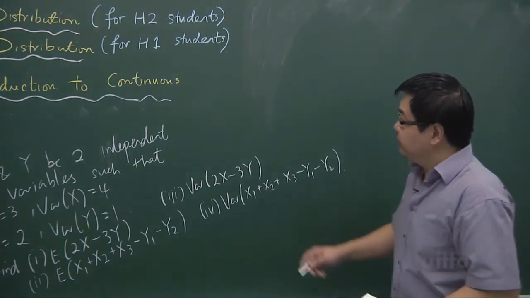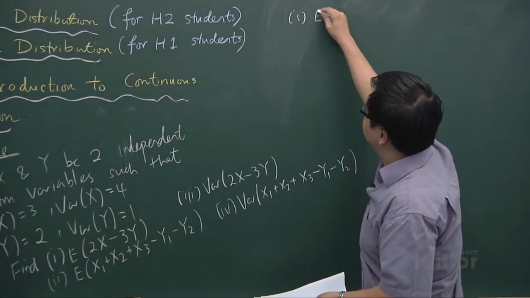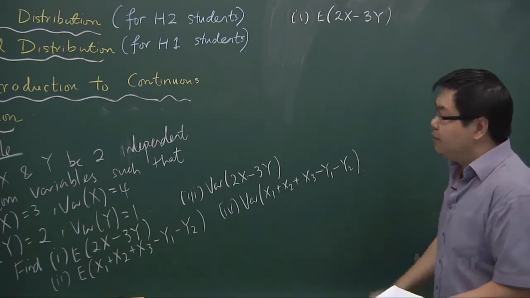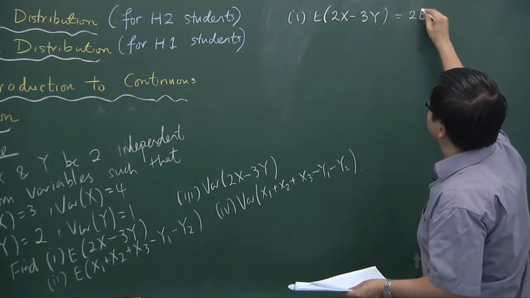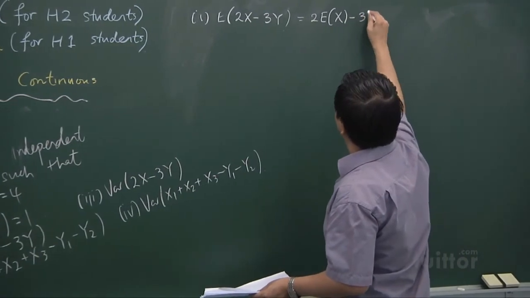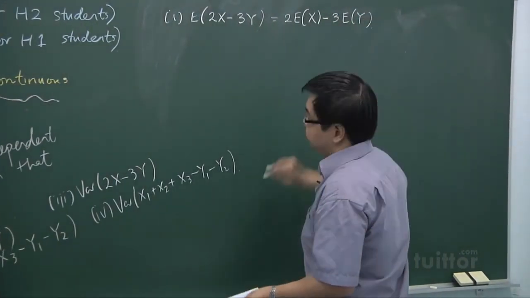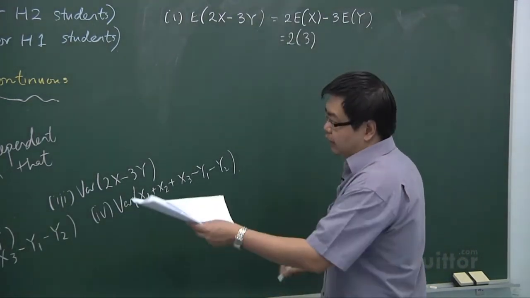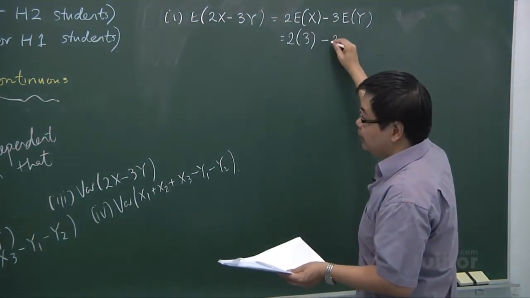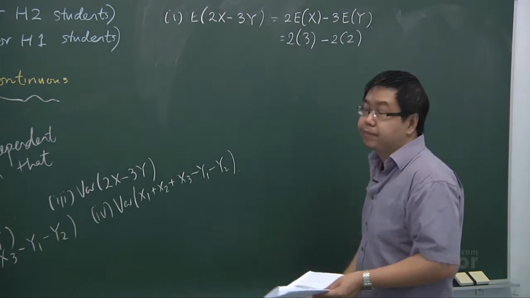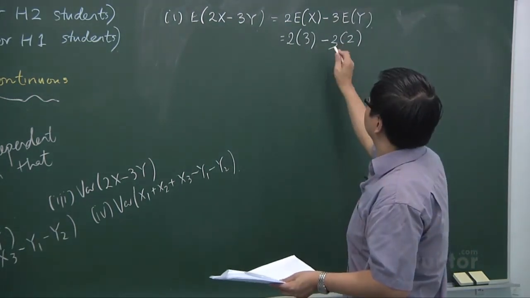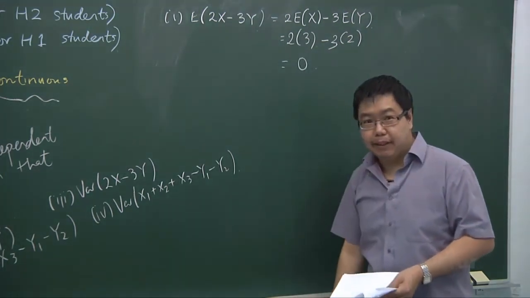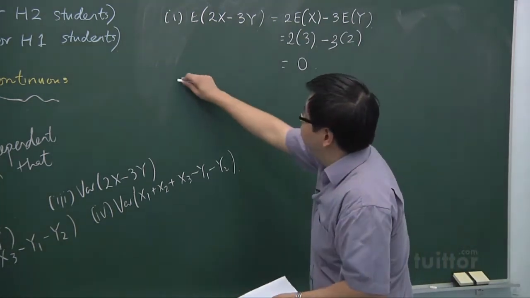Now, in the first situation, we want to find the expectation of 2x minus 3y. Regardless of whether x and y are independent, you can write it in this way: 2 expectation of x minus 3 expectation of y. But we know the expectation of x is 3, given the question, and the expectation of y is 2. Sorry, this is 3 also. And therefore, 6 minus 6 gives you 0. That is the expectation.